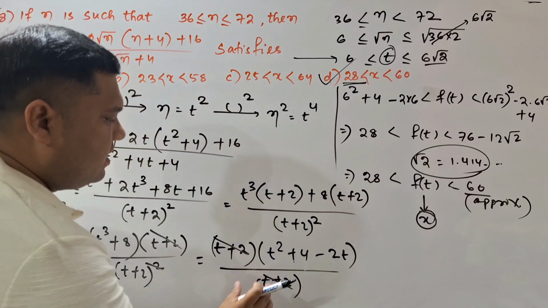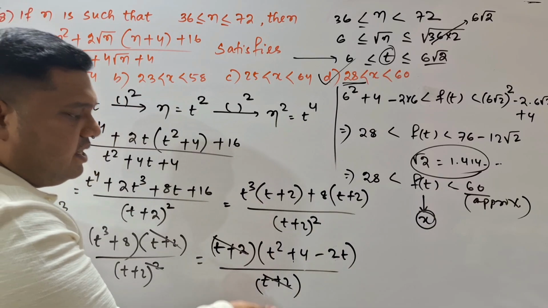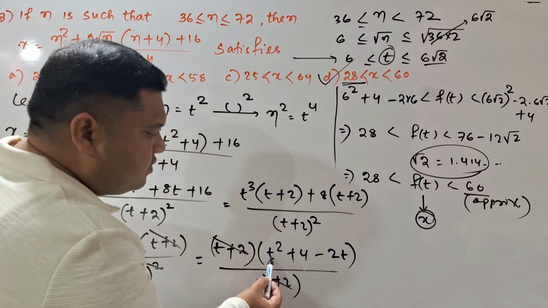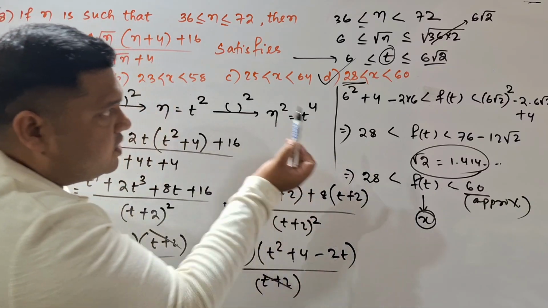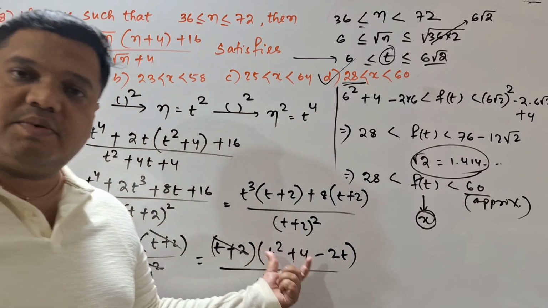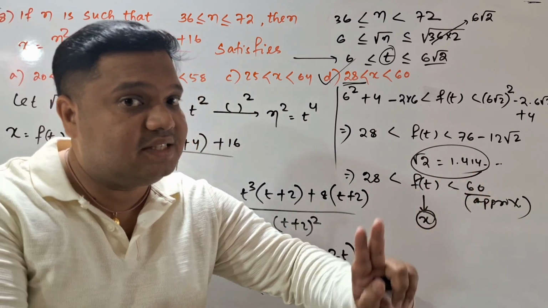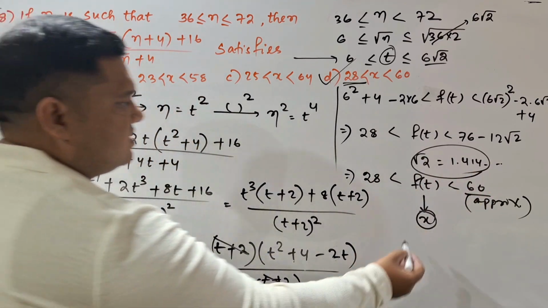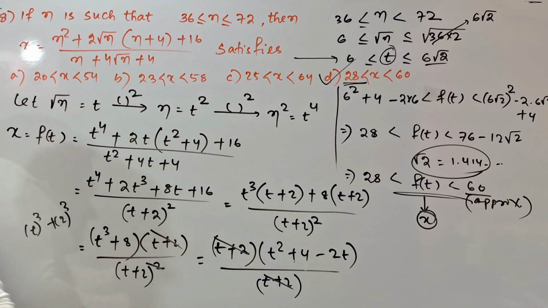That means here in place of t, root n is there basically, but we convert it into a function of t. So in this place you have to put 6, the lowest value, then in this place you have to put 6 root 2. So this function of t lies within what? 28 to 60. This is approximate, not the exact value. So my answer is this. Option D is correct. Write it down. Very important question.